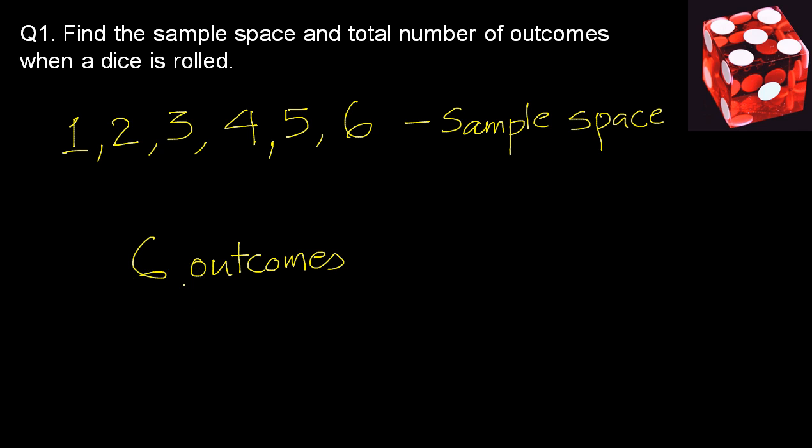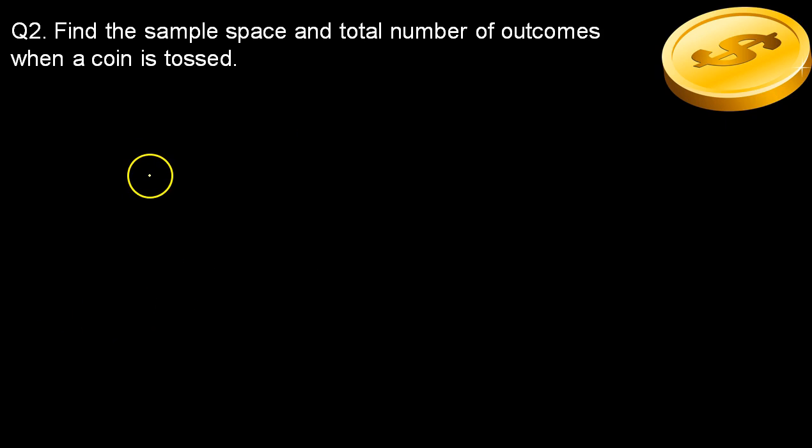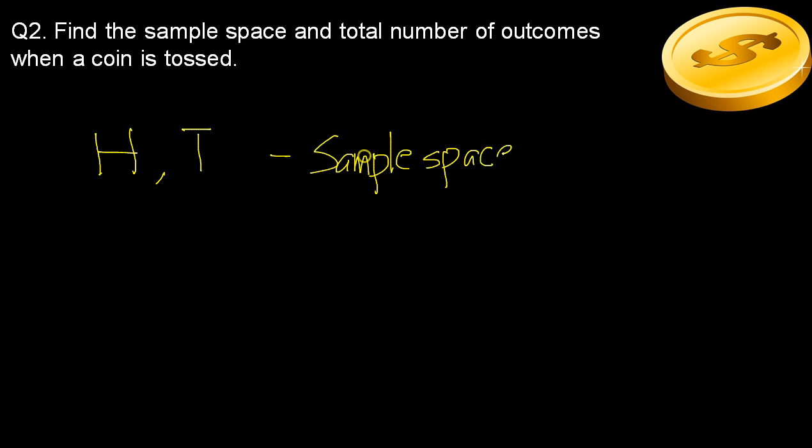Let's go to the next question. Here it says, find the sample space and the total number of outcomes when a coin is tossed. This is very simple, right? When a coin is tossed, I will get either a head or a tail. Nothing else can happen beyond this. So this is my sample space. And the number of outcomes in this case is 2, right? So 1, 2. I hope this is clear.